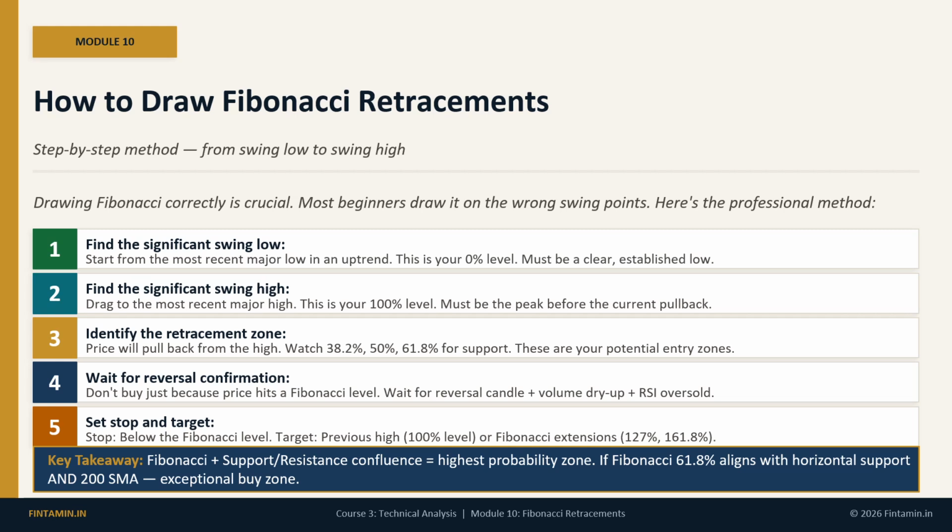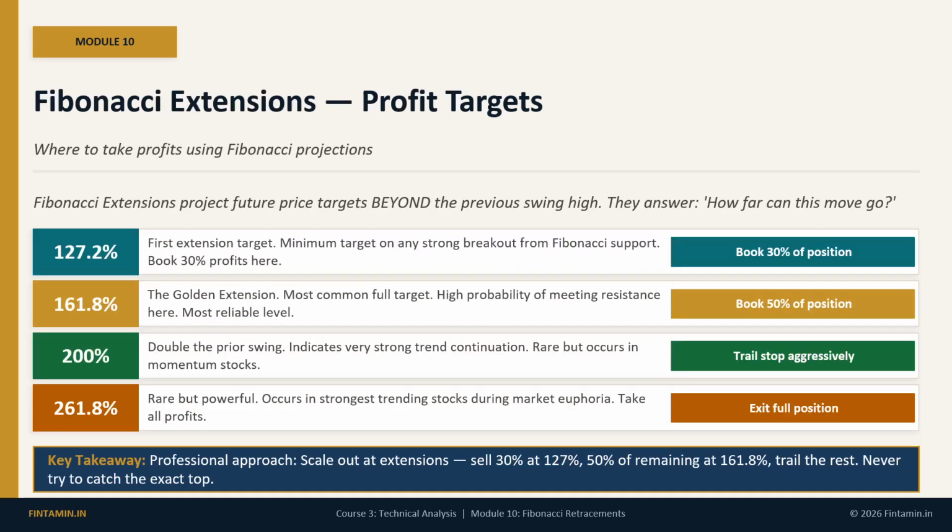The 161.8% extension, the golden extension, is your primary target. Book 30% of your position at 127.2% and another 50% at 161.8%. Let the remaining position run with a trailing stop.